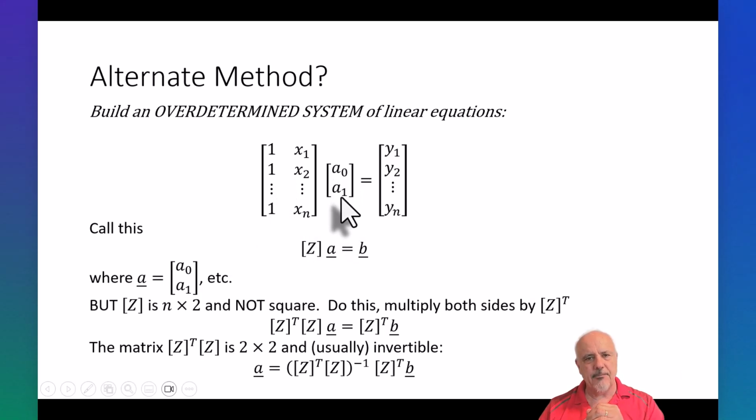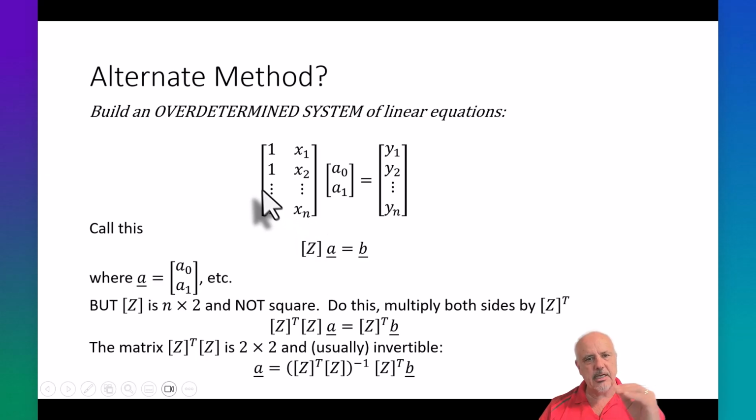So we have A0 and A1. Those are our unknowns. Our y data, that's going to be our knowns. That's going to be our B column. The A0 and A1 form an A column. And then I'm going to look for a Z matrix. I'm going to call it capital Z, and it's going to have a column of ones, and it's going to have a column of x's.